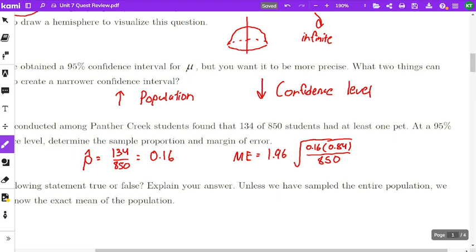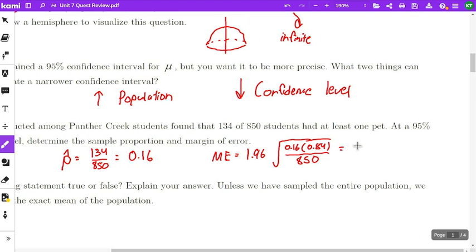I don't have a key on me, so I can't just easily look at this. So let's say I do 0.16 times 0.84, and then I divide that by 850. I take the square root of that, and then I multiply that by 1.96, and I should get about 0.025. All right, so this would be my margin of error right here, and this would be my sample proportion.